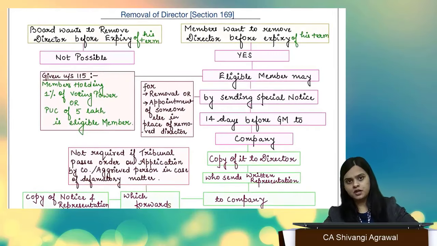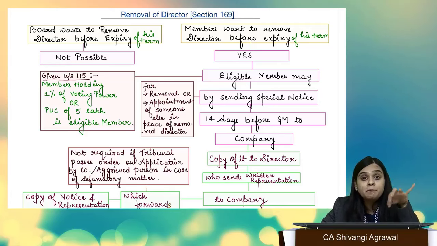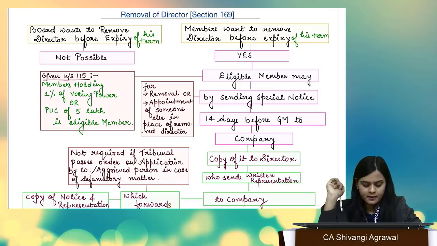Next is section 169, which talks about the removal of directors. What happens? Supposedly the board wants to remove any of the directors. It cannot. The power to remove a director is with the members. How can they do it? By just passing an ordinary resolution. Now, removal before expiry of their term, because when their term has expired, they automatically leave and vacate the company. Before the expiry of their term, the members have the power that they can remove the directors, right?